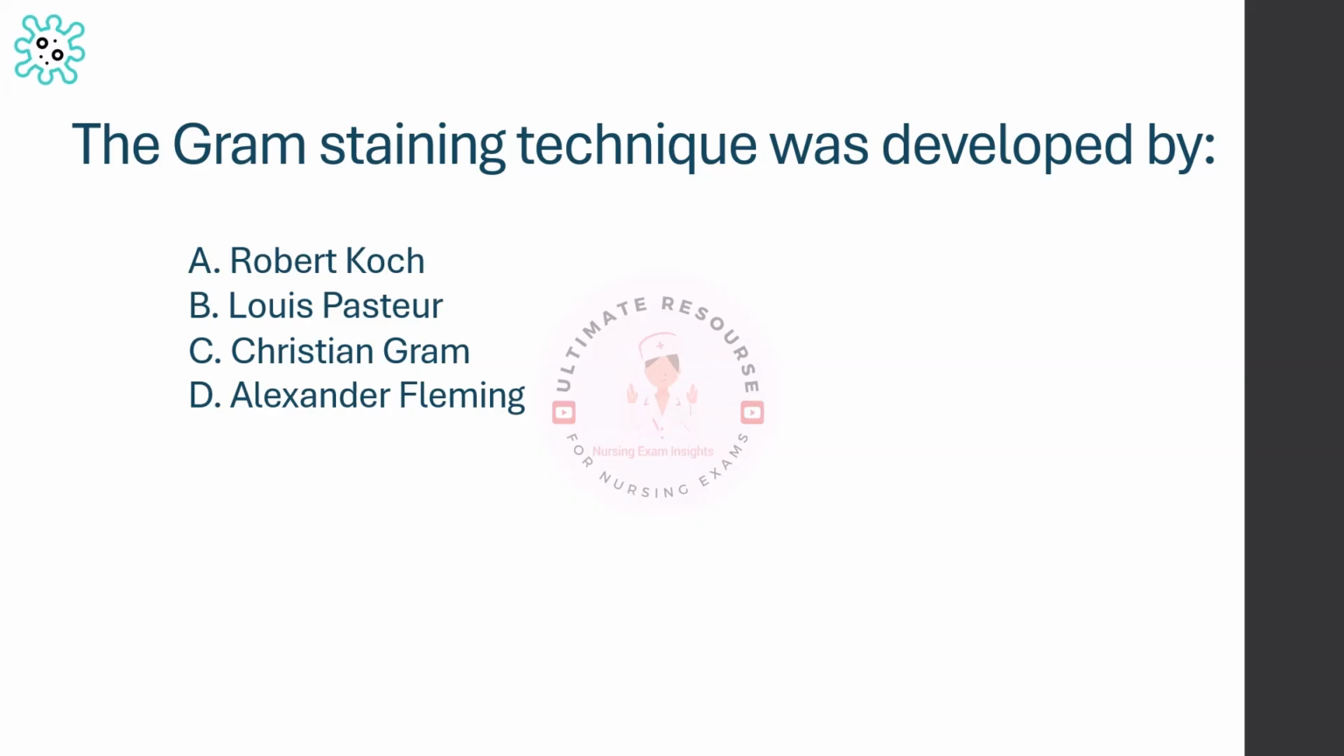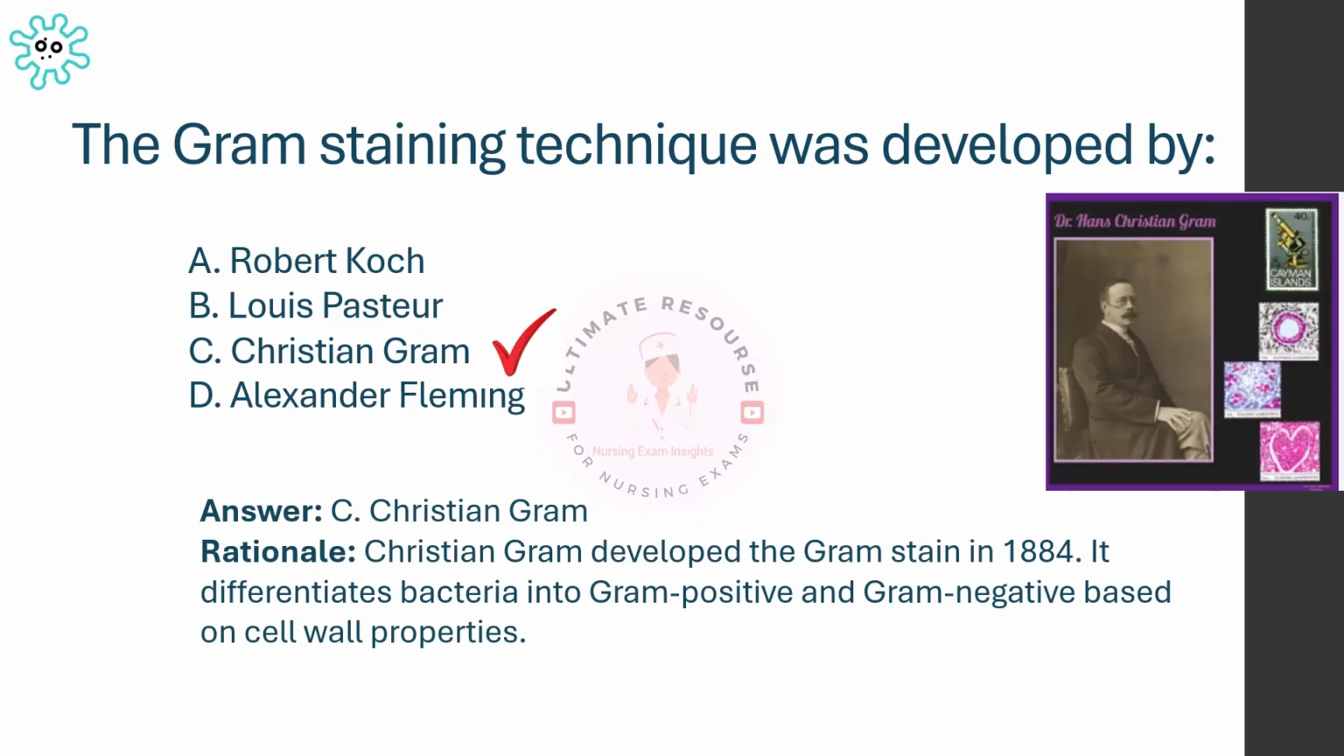The Gram staining technique was developed by, options are A. Robert Koch, B. Louis Pasteur, C. Christian Gram, D. Alexander Fleming. The answer is C. Christian Gram. Christian Gram developed the Gram stain in 1884. It differentiates bacteria into gram positive and gram negative based on the cell wall properties.